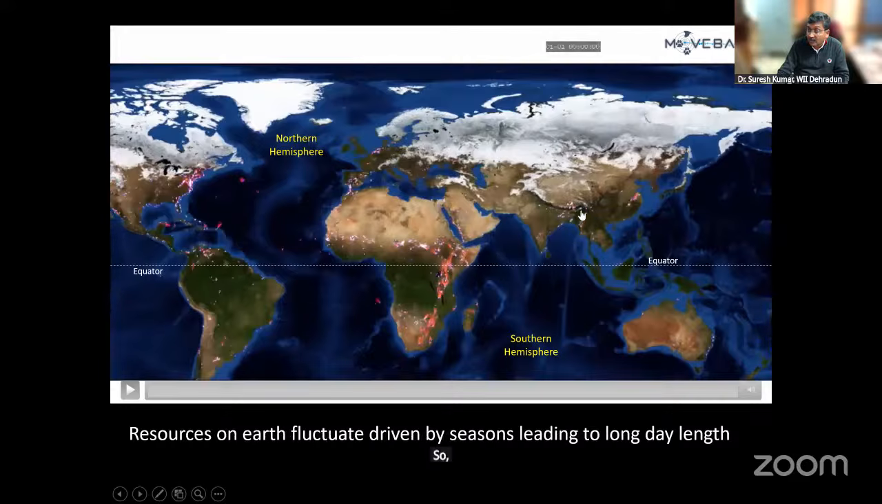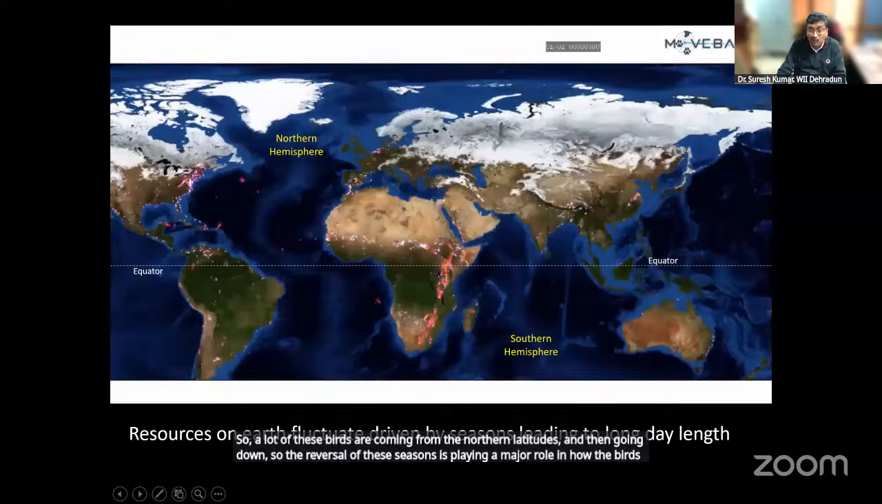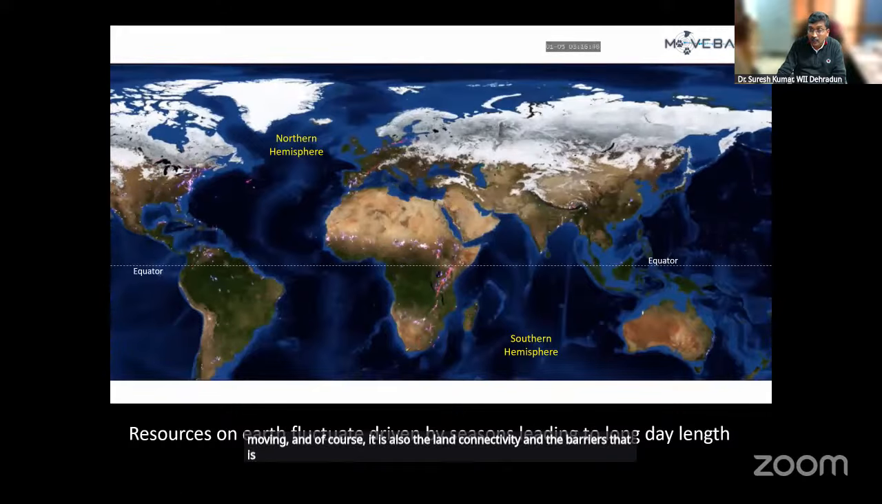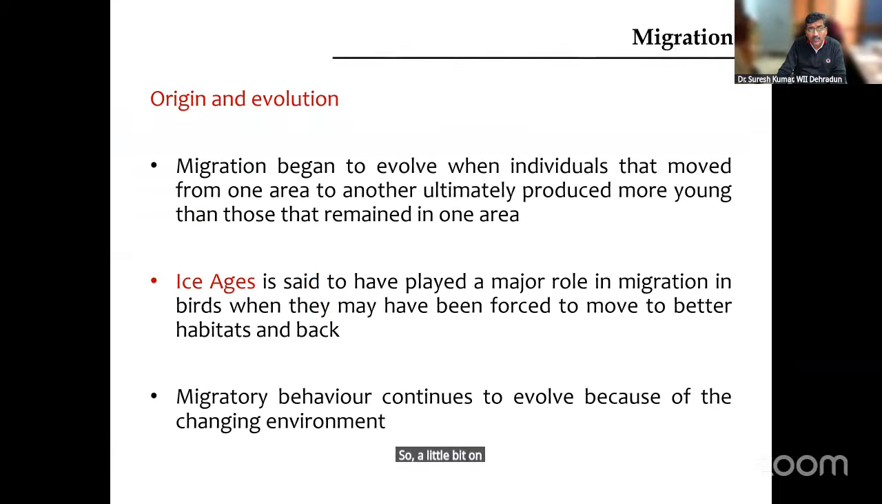So a lot of these birds are coming from the northern latitudes and then going down. So the reversal of these seasons is playing a major role in how the birds are moving. And of course, it is also the land connectivity and the barriers that is also shaping how these birds will move. So a little bit on the origin and evolution.